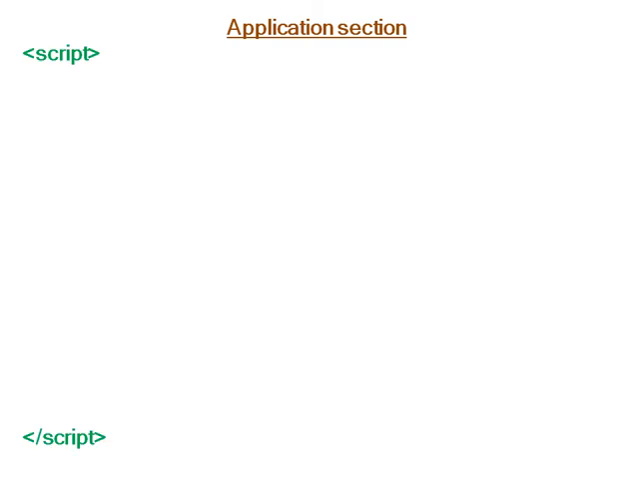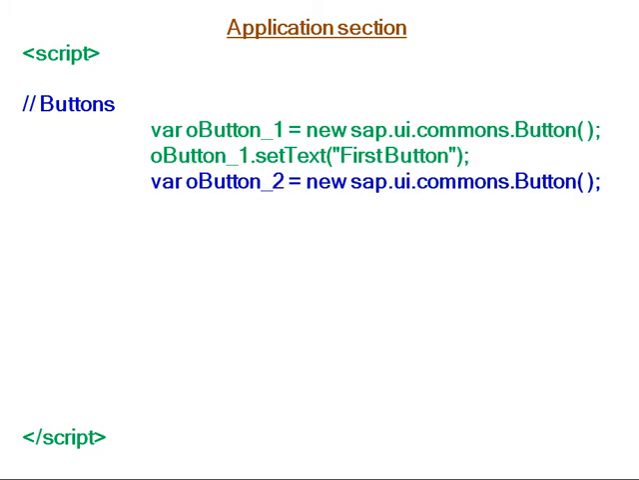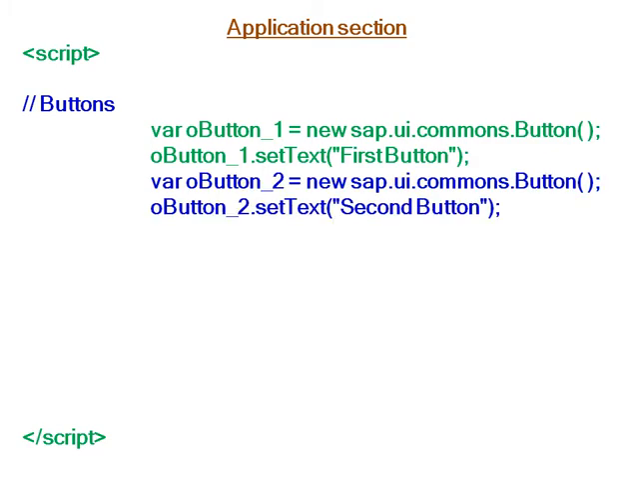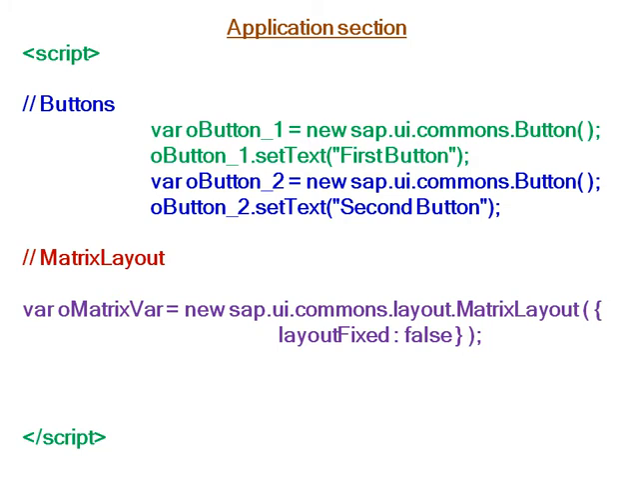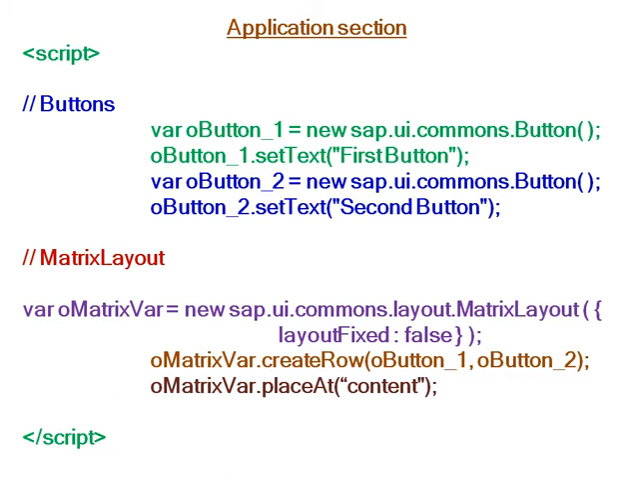Let's see only the application section of the previous example. So the buttons, the first button with the text first button we have created, and the second button we have created, a new matrix layout and created a row where we are setting button 1 and button 2 besides each other, and we have placed it in the user interface area.